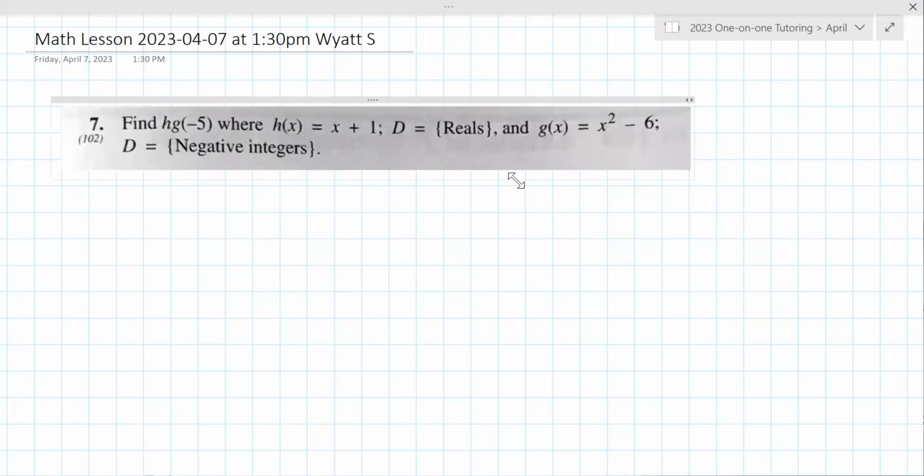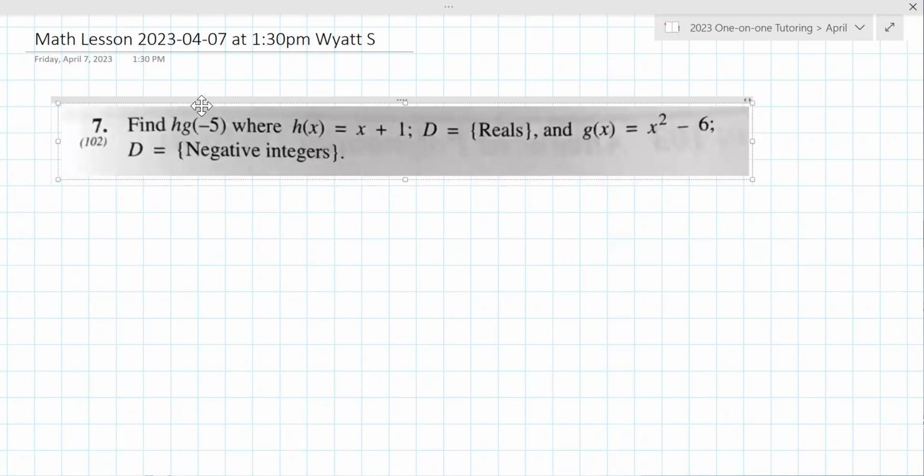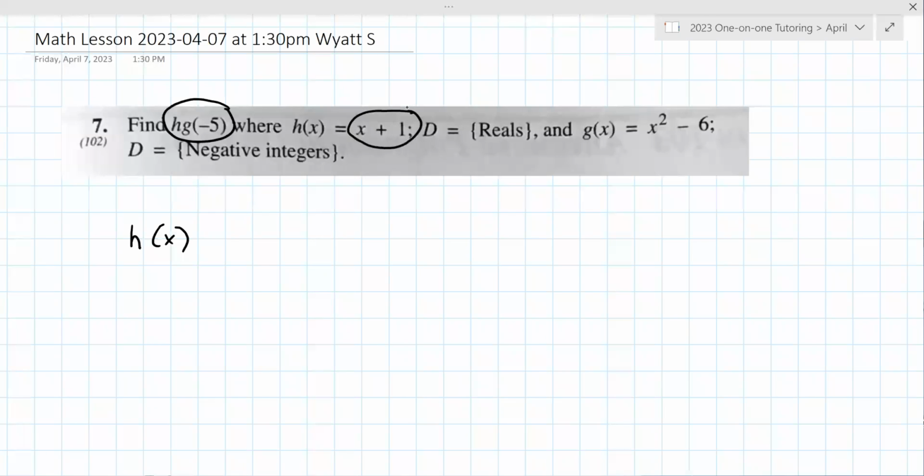To number 7, and use that to start our discussion of adding and subtracting functions, multiplying functions. This looks terribly complicated when it says find hg(-5). I don't really like that notation, but what it means is there's a function h of x, given right here, and a function g of x, given right here, and you are evaluating them at -5, and then whatever the result is from each one, you're multiplying that together.